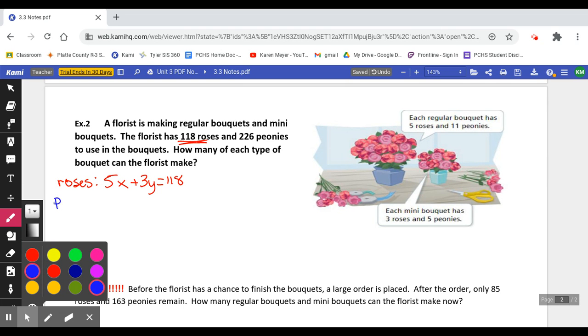So now let's go to the other type. For the regular, we're using 11. For the mini, we're using 5. And we have a total of 226. So is everybody good that I'm doing x as the regular and y as the mini?